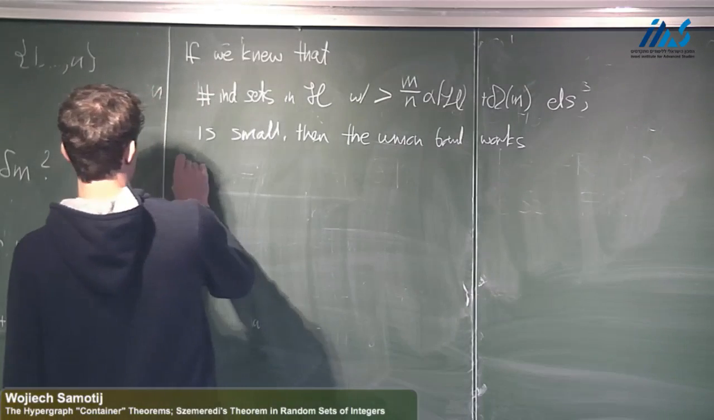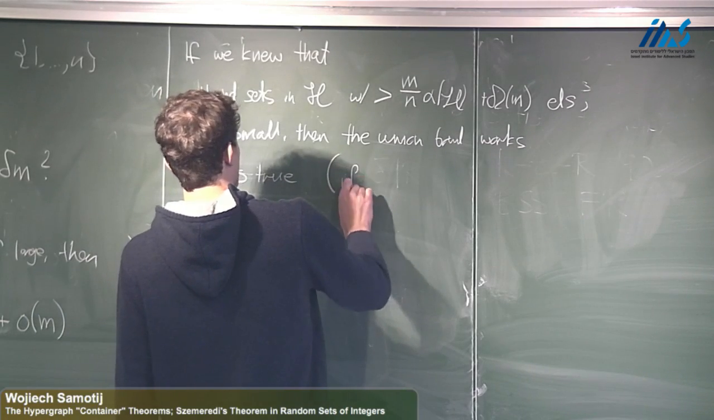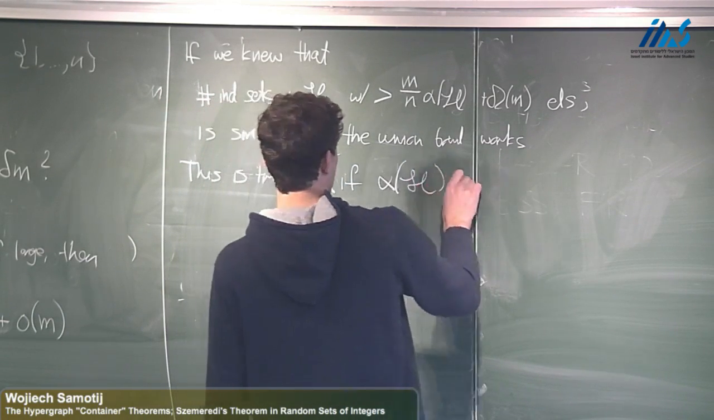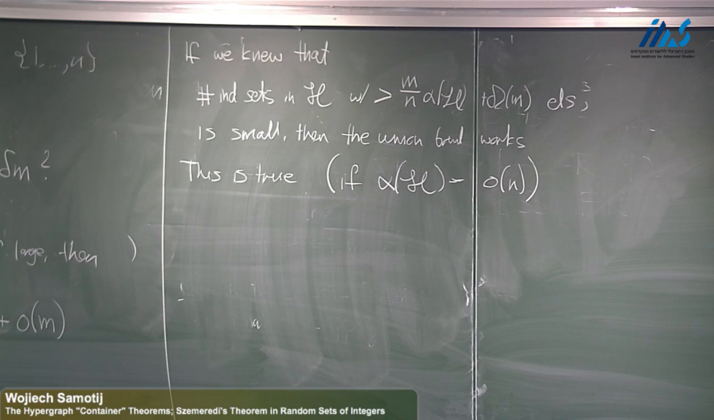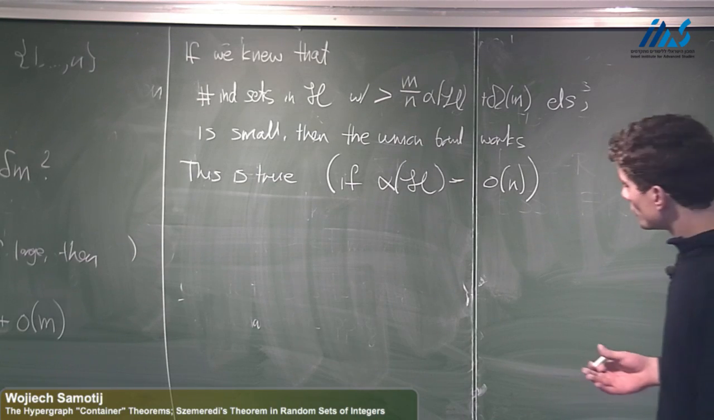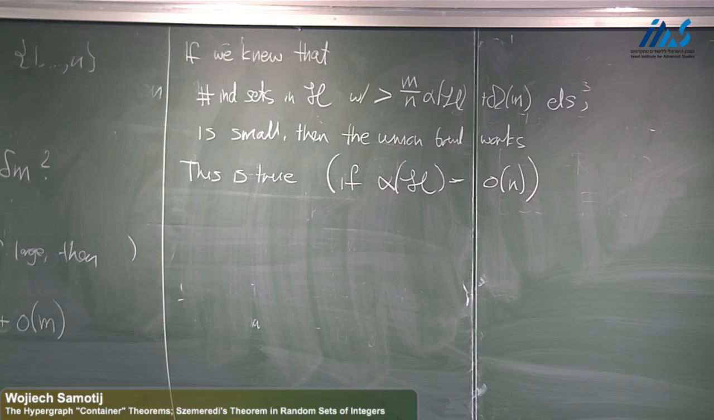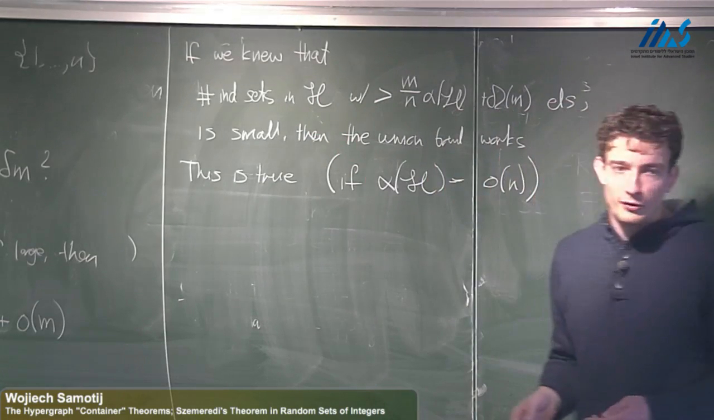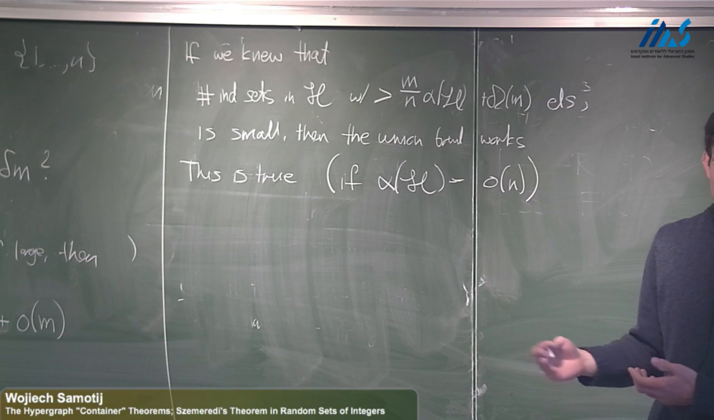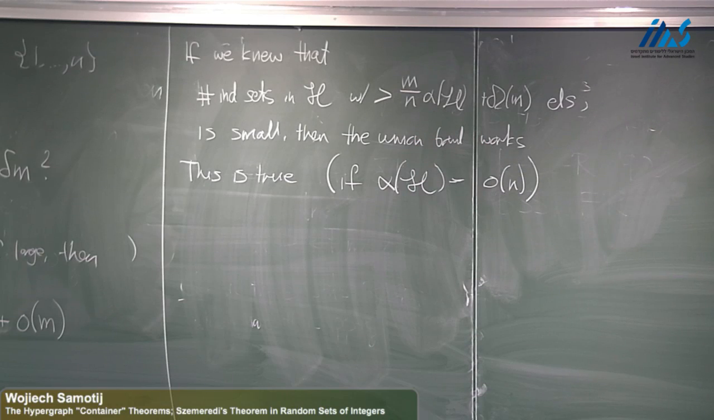So this is true if alpha of H is little o of n. So for hypergraphs where the maximum independent set contains a positive proportion of the vertices, such a statement is not true. But then one can still say that even though the number of independent sets is large, the number of independent sets which are vastly different is small, and then one can use a different type of union bound to conclude a similar result.